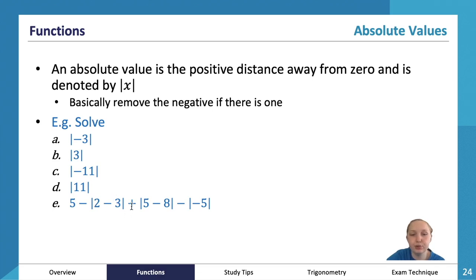And then we've got 4 plus the absolute value of 5 minus 8. So 5 minus 8 is going to be equal to -3. The absolute value of that is just going to be equal to 3. So then 4 plus 3 equals 7. Minus the absolute value of 5, so 7 minus 5 is going to give us 2. And that's pretty much how you use the absolute value.